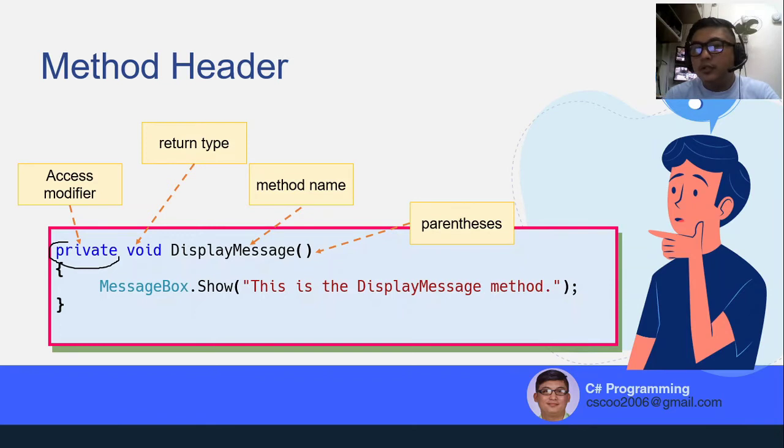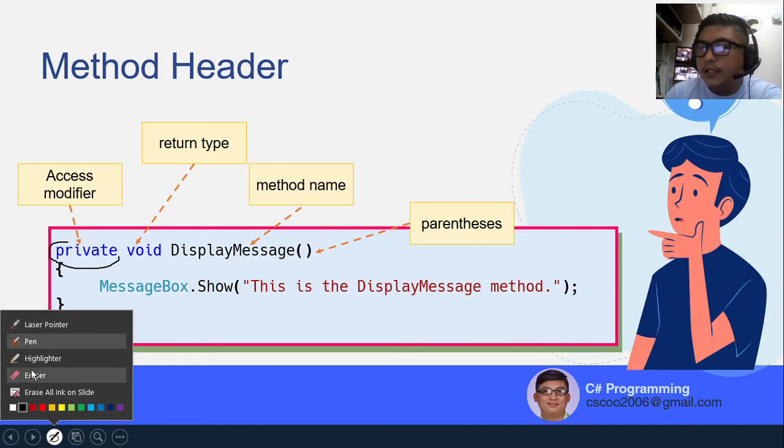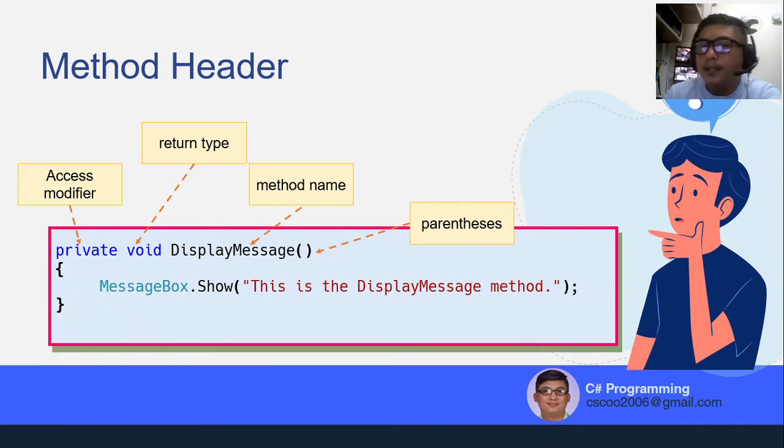So what is an access modifier? Let me erase that one. An access modifier is a keyword. The keyword private is an access modifier. So when a method is declared private, it can be called only by the code inside the same class. It's like when you create a private method, it can only be used in that form. Let me give an illustration. What's the difference between private and other access modifiers?